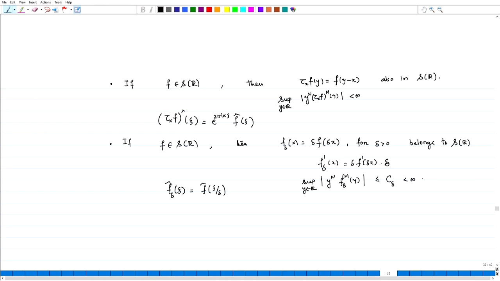So these two relations are going to be very useful for us. Now, also what we have seen is that if f is in Schwartz space, then as our definition says, f^(k) also belongs to the Schwartz space.